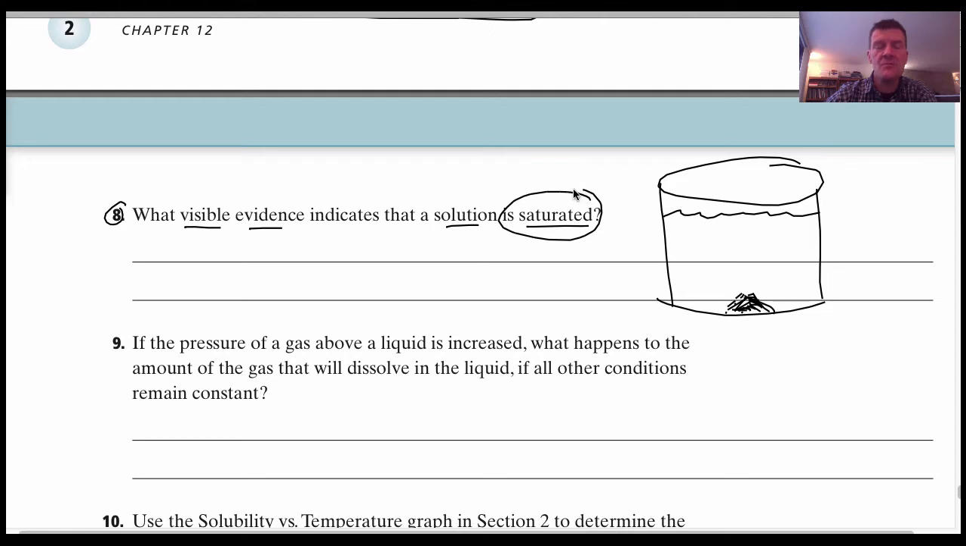Okay? Now, you might be at the perfect point of saturation and you may not see any crystals, but if you add even just a little bit more salt or sugar or whatever you're using, you would see those crystals at the bottom here because no more would be able to be dissolved. Okay, so that's your visible evidence, is you see crystals that are not dissolving because it's already maxed out. It is saturated.